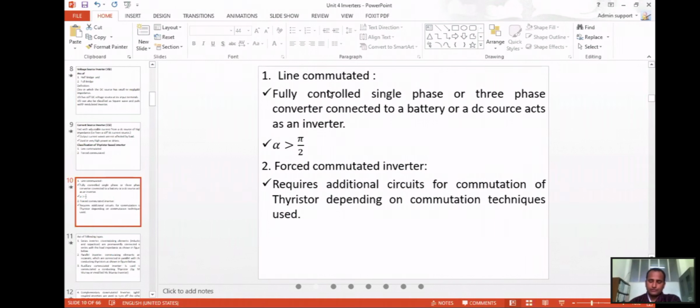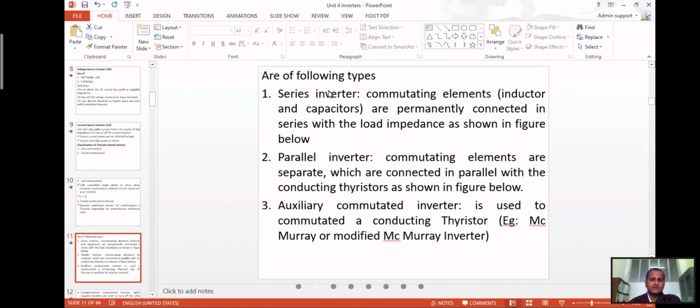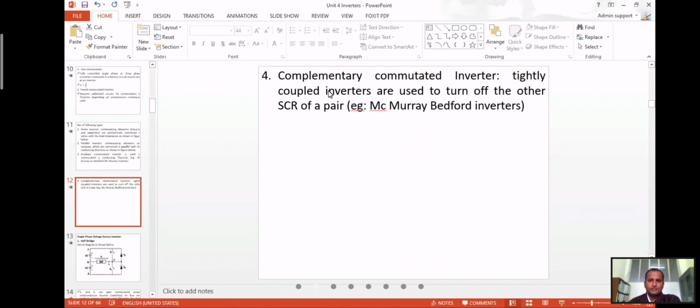So there are the following types: series inverter, parallel inverter, auxiliary commutated inverter. People try to differentiate between different types of inverters based on requirement, like McMurray, named after a person, who have a modified form of inverters. Similar to this are complementary commutated inverters, McMurray-Bedford inverters. So there are so many different types of inverters.